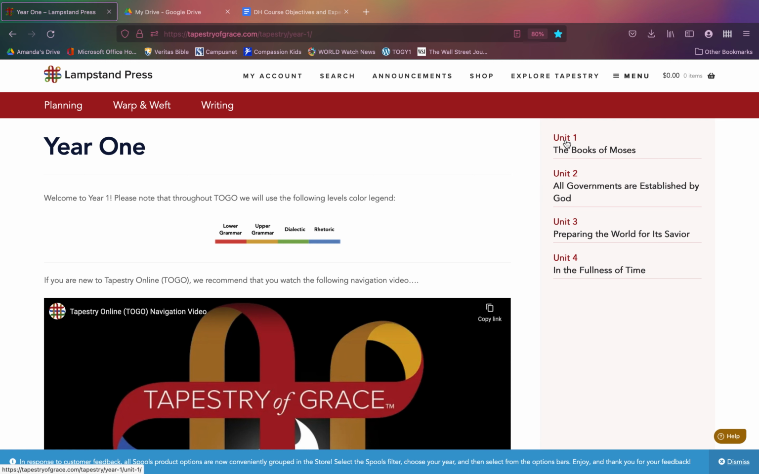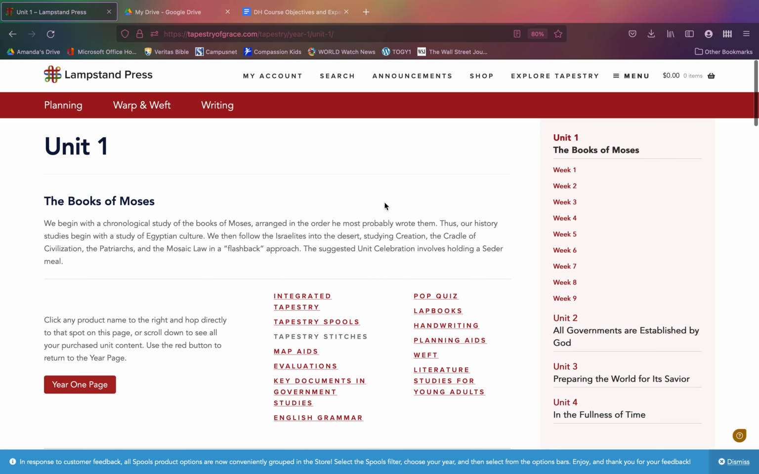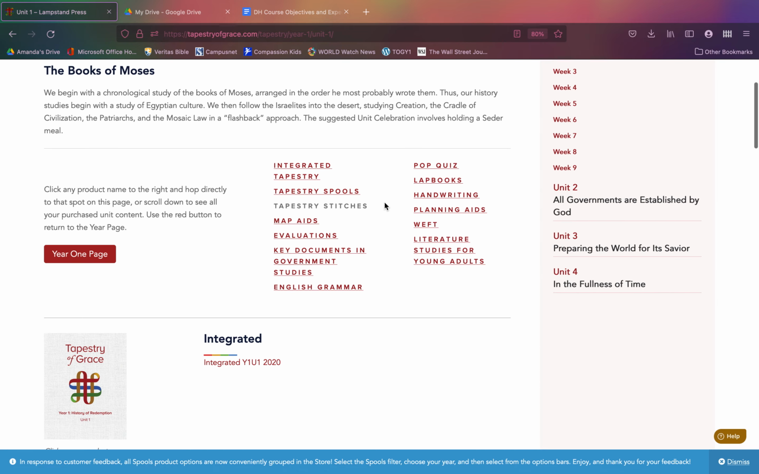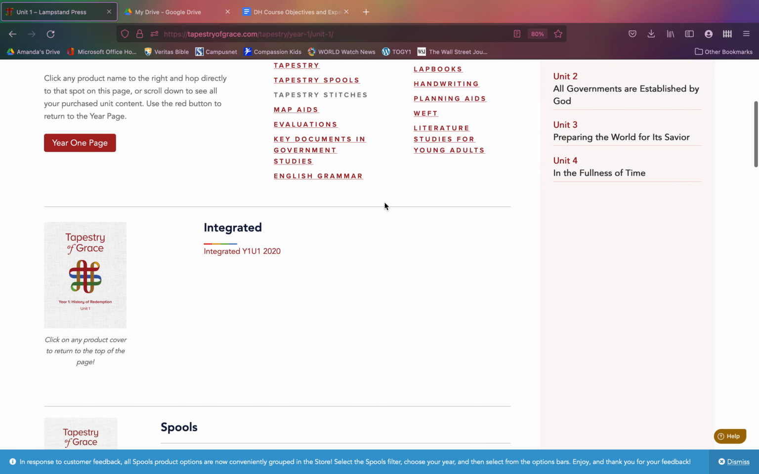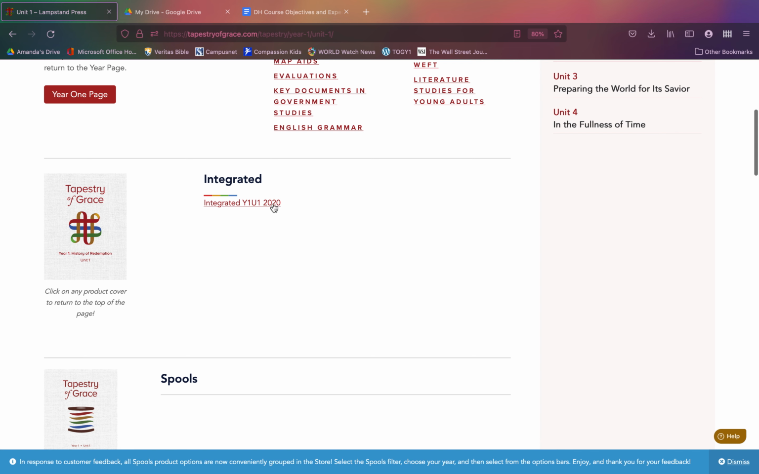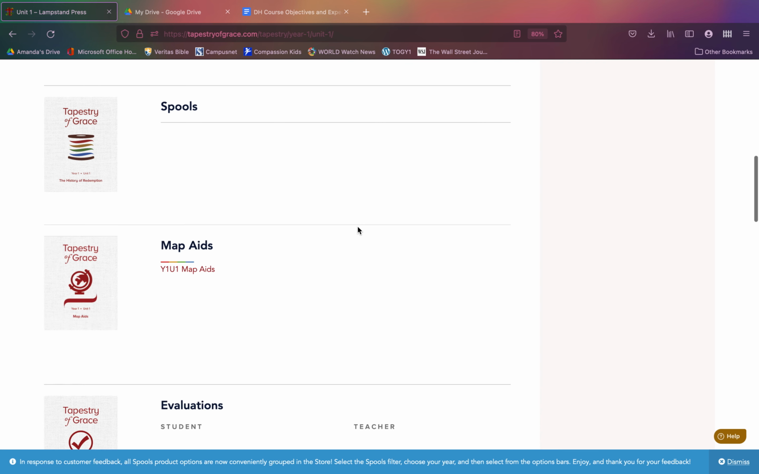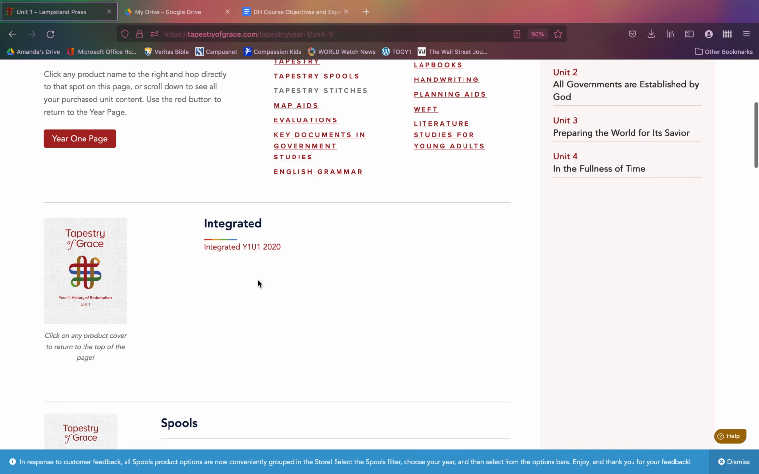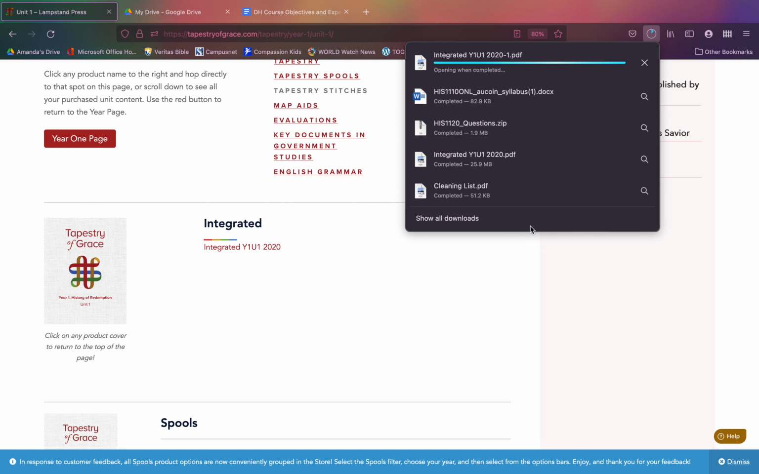If you go to Unit 1, so that's coming up there. And then the stuff that I've purchased since I'm signed in is coming up. So here's integrated. I'll click on that in a minute and we'll look at it. Here's map aids, for example. So you can get your maps there. I'm going to click on integrated year 1, unit 1. And that'll take a second to download.